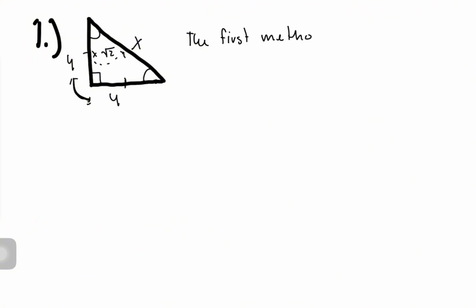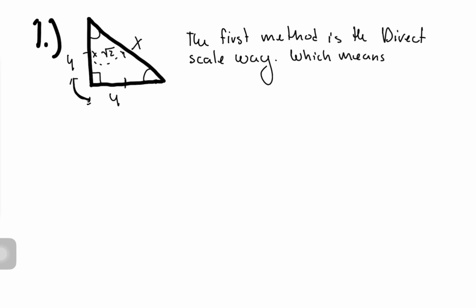So right now we're going to do a quick example. We're going to do it together. So I'm writing the angles so we know what specific triangle it is. And we're going to try to find x. So the legs are 4, and since it's an isosceles triangle, both legs are the same side, so it's 4 and 4. So the first method is the direct scale way, and that's how it's known.